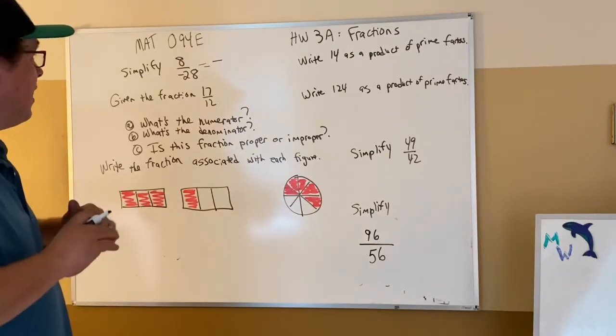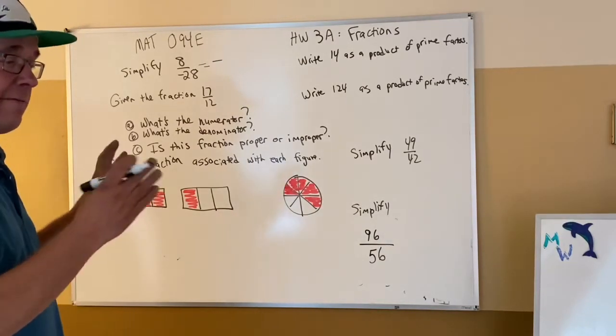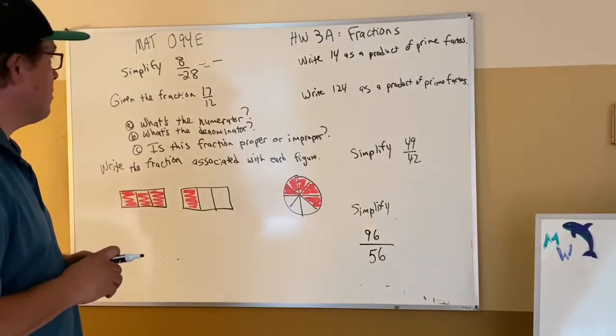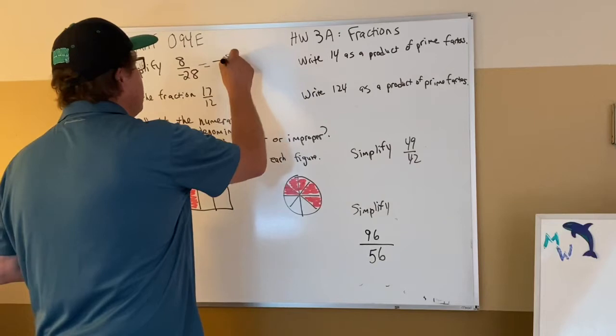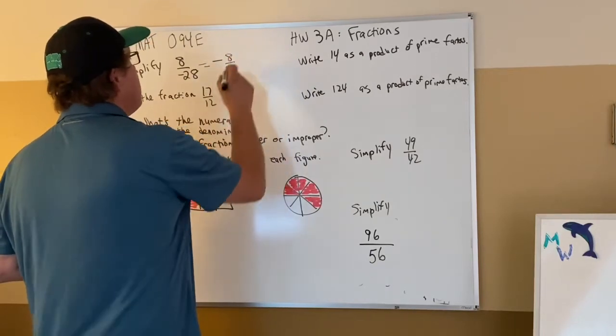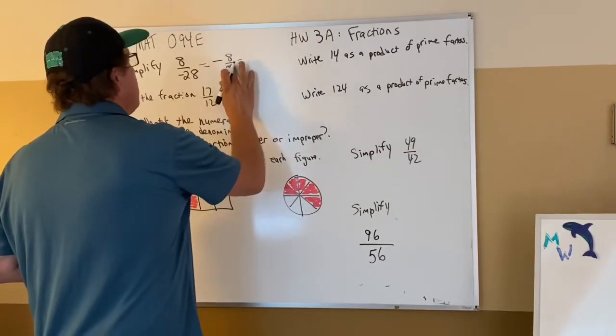I like to put a negative result in the numerator so it's not floating out there, which leads to some confusion for some students. So I'm going to move my dash to the top. I'm still going to have 8 over 28.